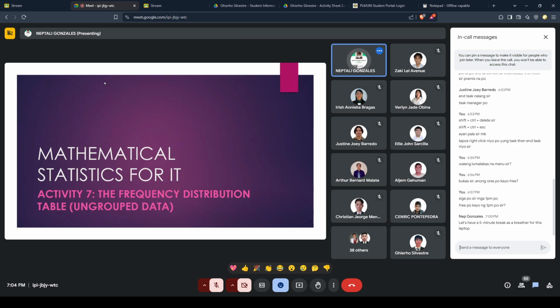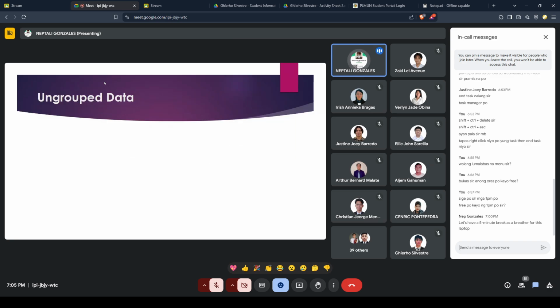So let's continue. So your seventh activity would be the frequency distribution table for ungrouped data. We have just finished the frequency distribution table for grouped data. This is easier than the previous frequency distribution table. So ungrouped data, meaning that the number of observations will be less than 30. That's why it falls under the category ungrouped data.